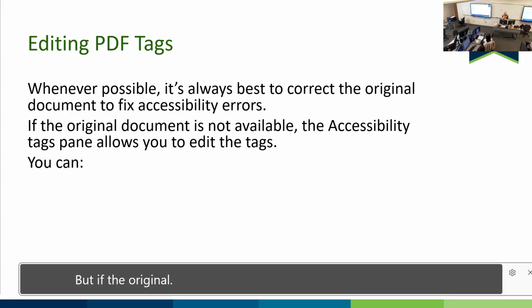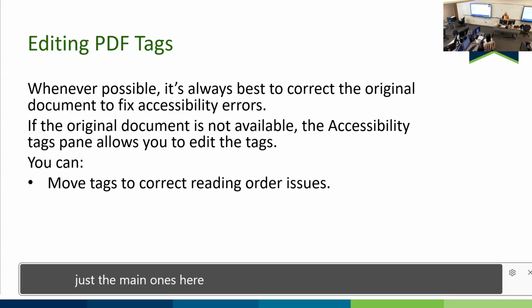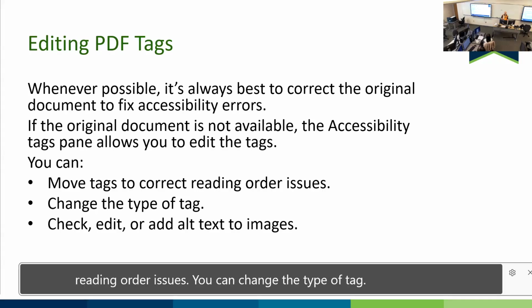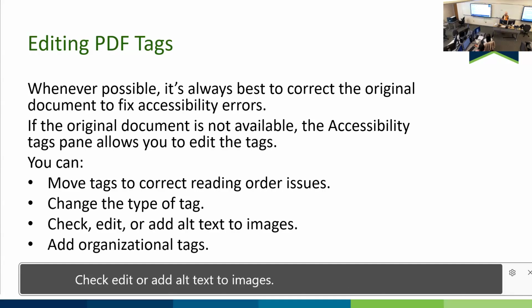And if the original document is not available, the accessibility tags pane allows you to edit those tags. There's actually quite a bit you can do in there. I'm going to concentrate on just the main ones here. So you can move tags around to correct reading order issues. You can change the type of tag. You can check, edit, or add alt text to images. You can add what I call organizational tags, and we'll get into that in a moment.